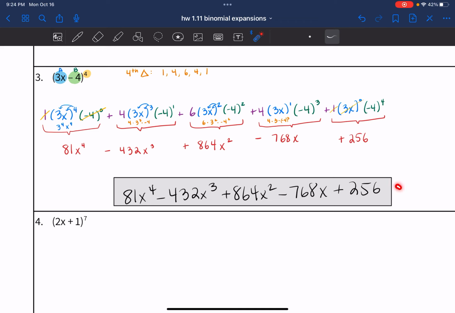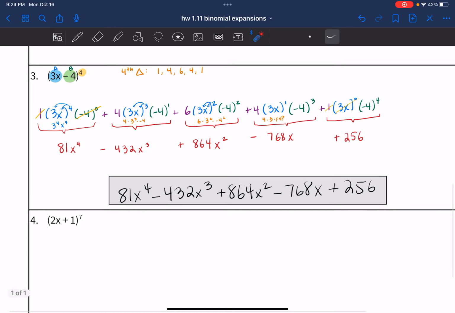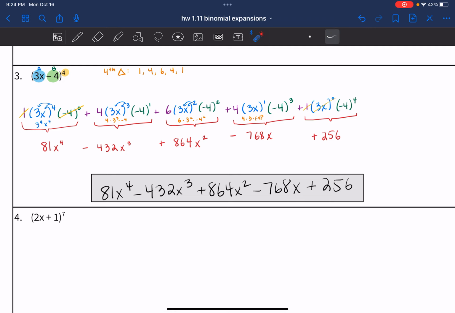On Schoology, once you finish all 4 of these problems, I'm going to have you type in your answer in addition to uploading a picture. It's not going to grade it automatically. It is going to wait for me to grade it. So don't be scared if you turn it in and it says 0. It's because it's waiting for me.